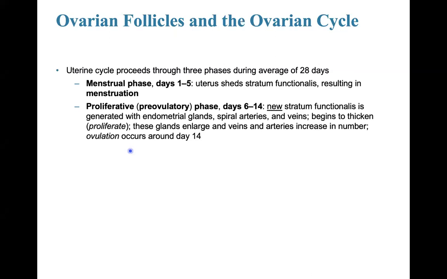The uterine cycle proceeds through 3 phases during an average 28 days. The menstrual phase, days 1 through 5, is where the uterus sheds the stratum functionalis, resulting in menstruation. You then have the proliferative or preovulatory phase. This is when the new stratum functionalis is generated with the endometrial glands, the spiral arteries and veins, and begins to thicken or proliferate. These glands enlarge and the veins and arteries increase in number, and ovulation occurs around day 14.